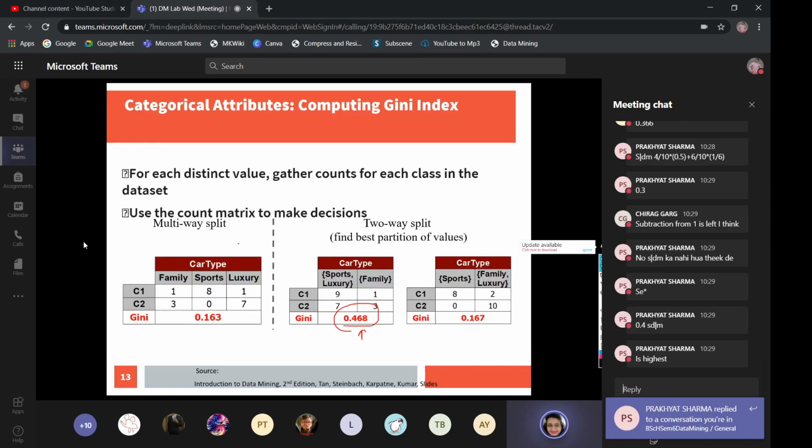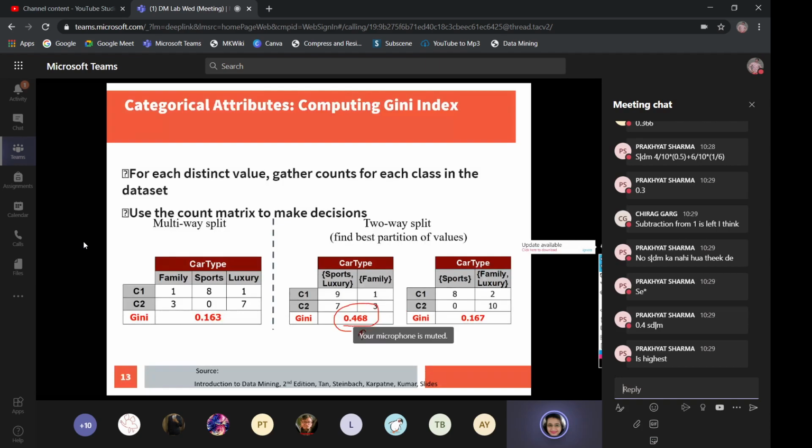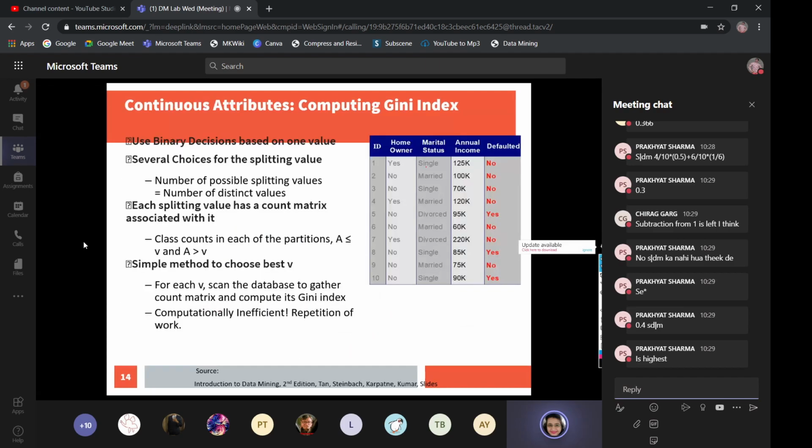So now we have learned how to compute the multi-way split and how to also find the best partition. So the one partition that will give you the maximum gain will be chosen. And now if you have continuous attributes, how are you going to split them? There are a number of possible ways for splitting the values.